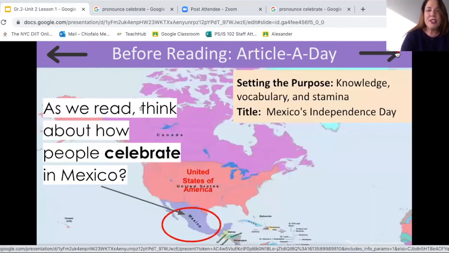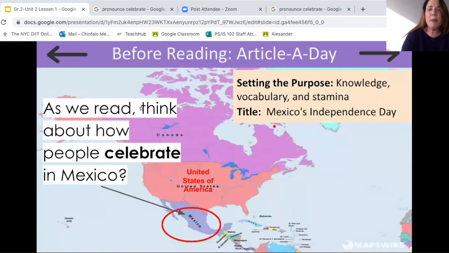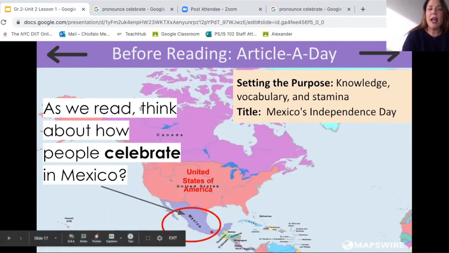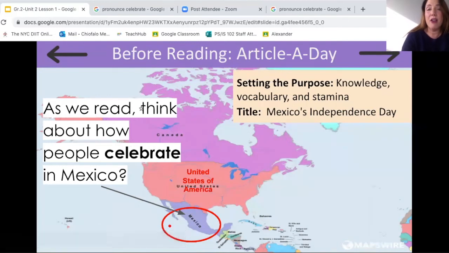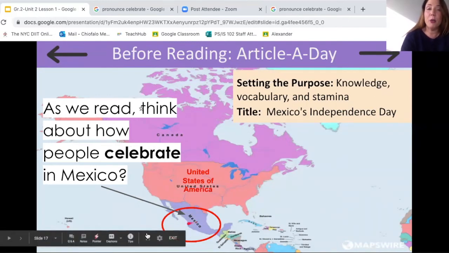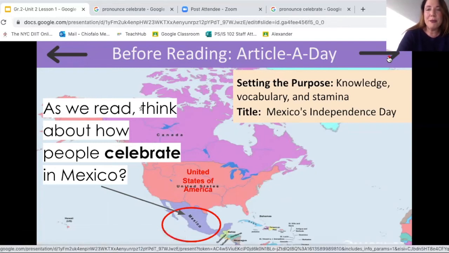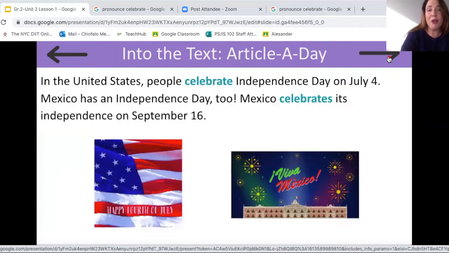So today's article is titled Mexico's Independence Day. And as we read this article today, I want you to think about how people celebrate here in Mexico, which is the country directly south of the United States of America, where we currently live. All right, readers, let's focus on that as we're reading our article today.